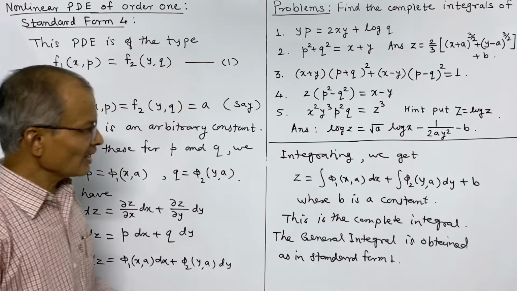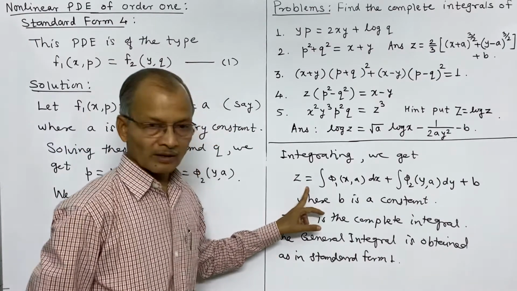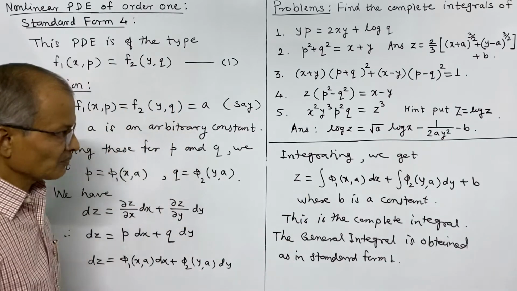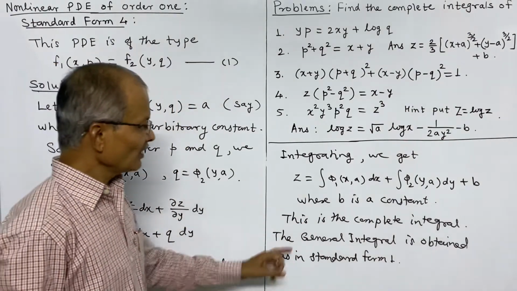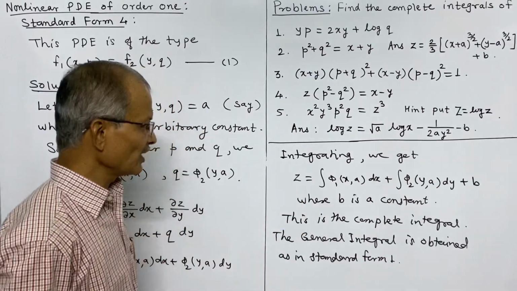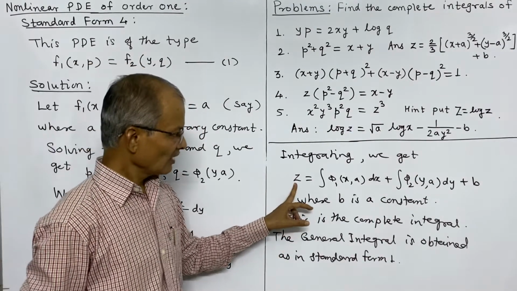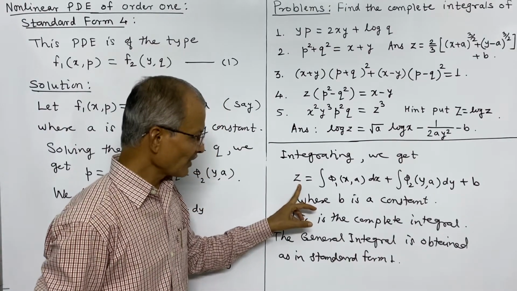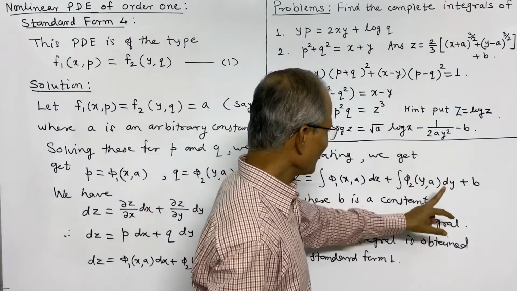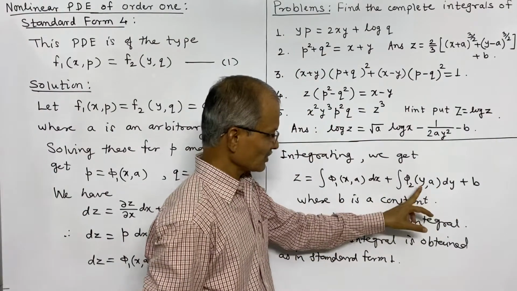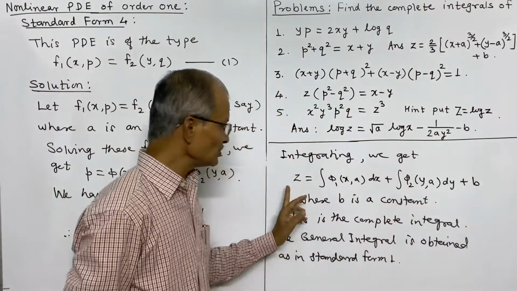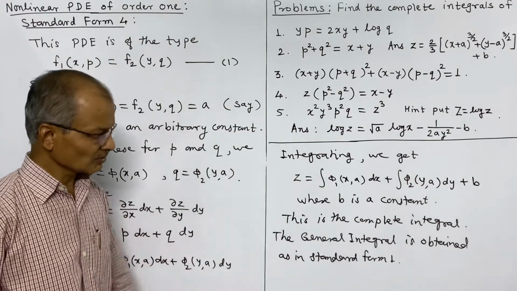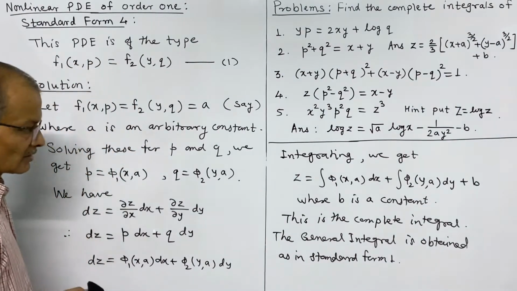And what about the singular integral? For singular integral, we have to differentiate this complete integral partially with respect to a and b. Now, if you differentiate the complete integral with respect to b, what is the left side? The partial derivative of z with respect to b will be 0, and the right side will also be 0 plus 0, and this is 1. So that gives 0 is equal to 1, and that is an absurd result, and therefore there is no singular solution.